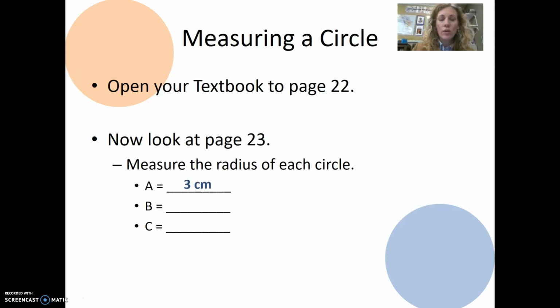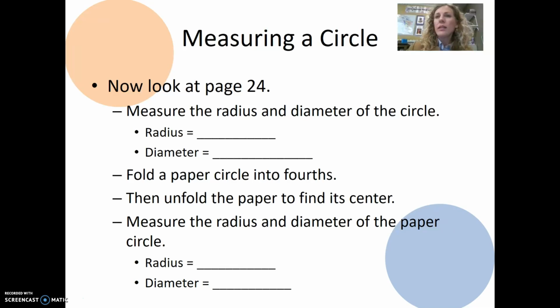All right, so you should have come up with about 3 centimeters for circle A. Circle B was about 4 centimeters, and circle C was about 6 centimeters. Now, each time we measured a radius. Okay, now hopefully you got a blue sheet of paper, and let me just pause the video for a second so I can pull my version. Okay. So you got a blue sheet of paper, and we're going to be using that in just a second.